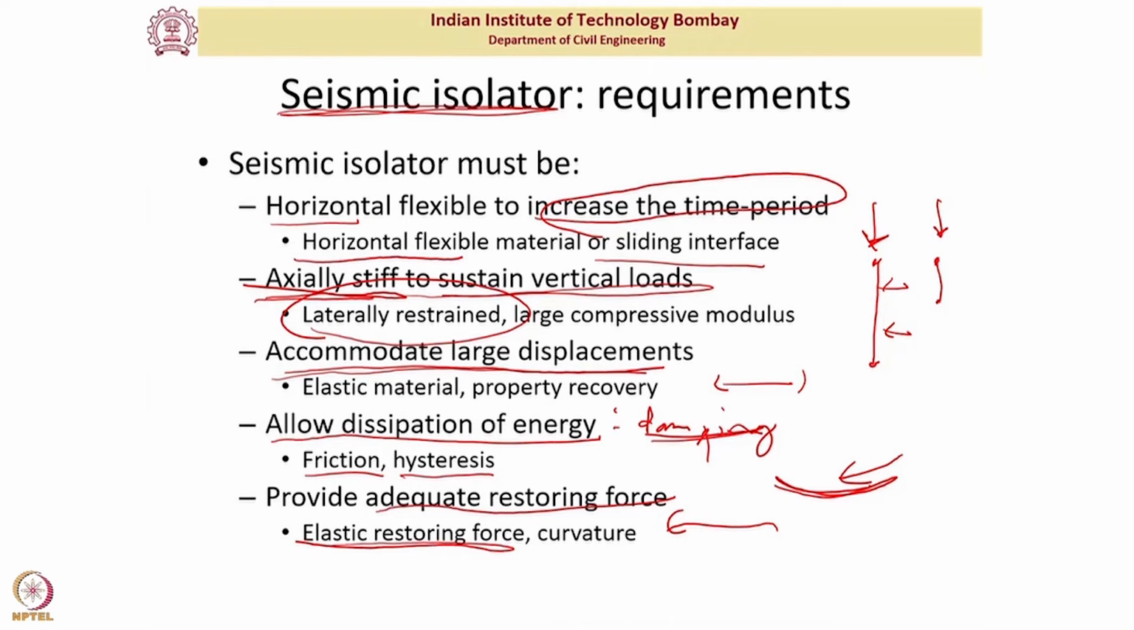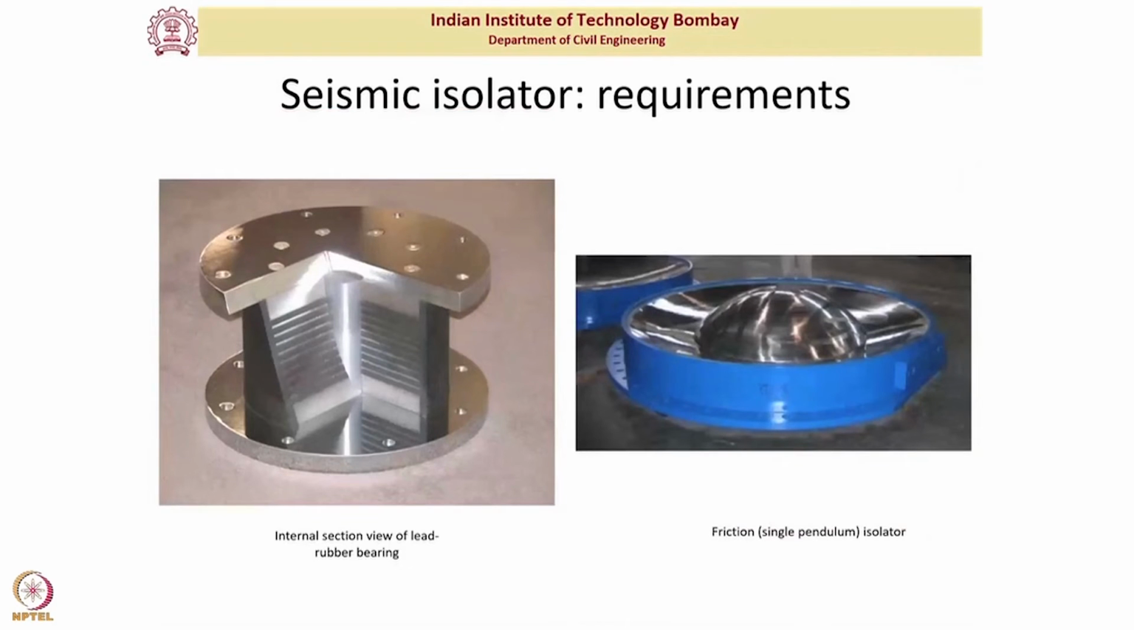Any isolator that satisfies these requirements may be investigated further for application, or to be utilized as a seismic isolator. Two of the popular types of isolator, and remember, these are not the only two types of isolators available right now, there are many other isolators as well, but these are very popular because of their reliability and application to a wide range of structures. On the left hand side, what you see here is a cut view. So this is not the overall isolator. What they have done is cut it, so you are seeing basically the internal section of a lead rubber bearing.